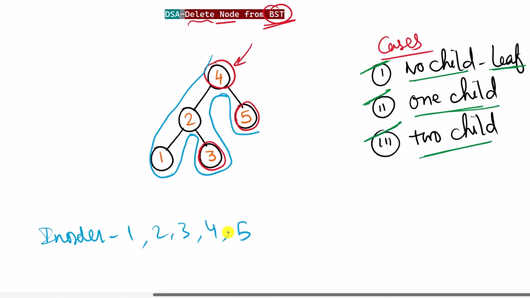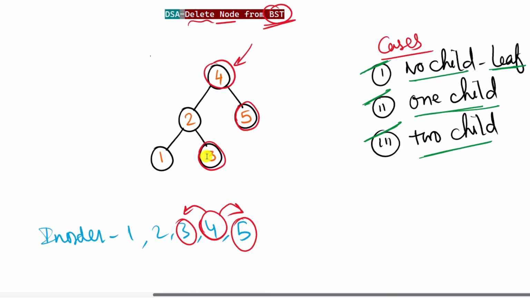then we're gonna have 3, then 4, and then lastly 5. So here we wanted to delete this node 4 from this binary search tree because the node has two children. So we can replace the 4 either with the in-order predecessor, means the previous value, or with the in-order successor, that means the next value. So that means either we can replace the 4 with the value 3, or we can replace the 4 with the value 5.